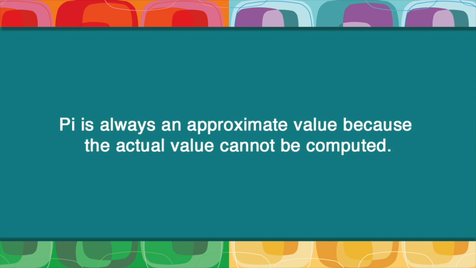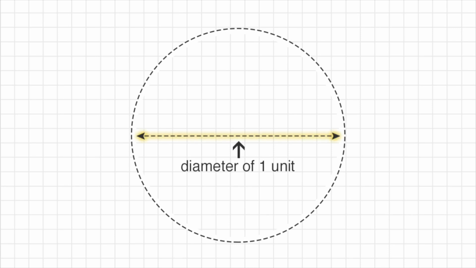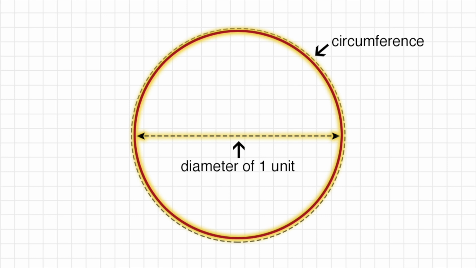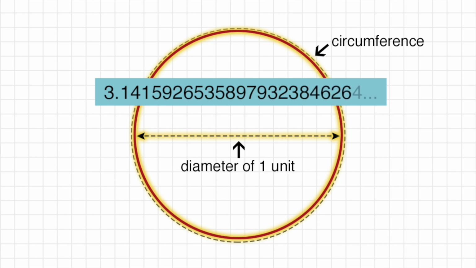Pi is always an approximate value because the actual value cannot be computed. For example, a circle with a diameter of 1 unit has an approximate circumference of 3.14159, etc. The decimals just keep going. What this means in practice is that you can never compute the exact circumference of the circle from its diameter.